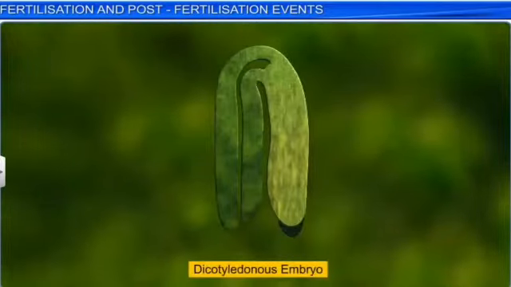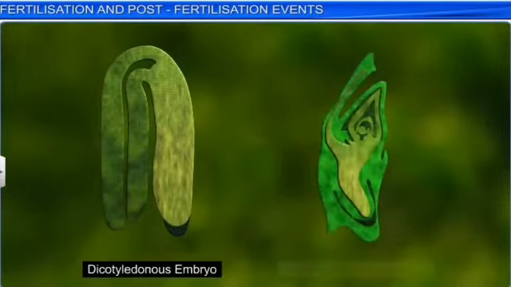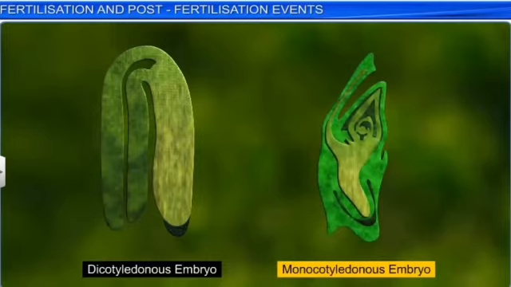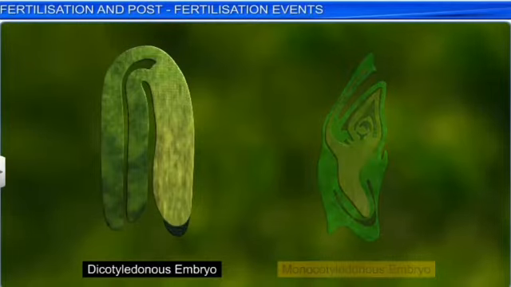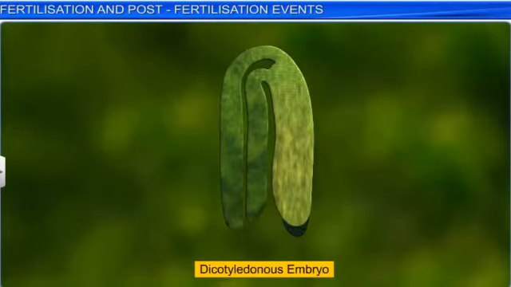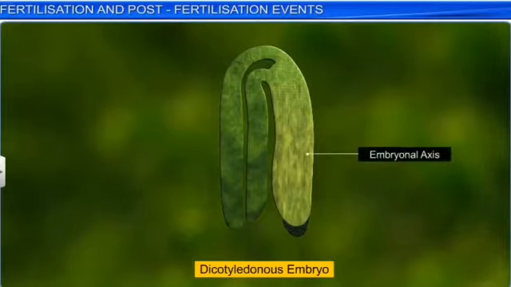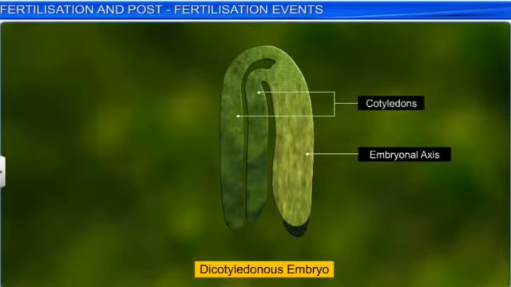Here we can easily observe this in case of the dicots as well as in case of the monocots. So a typical dicot consists of an embryonal axis and the two cotyledons. The portion of the embryonal axis above the level of the cotyledons is the epicotyl, which terminates with the plumule or the stem tip.